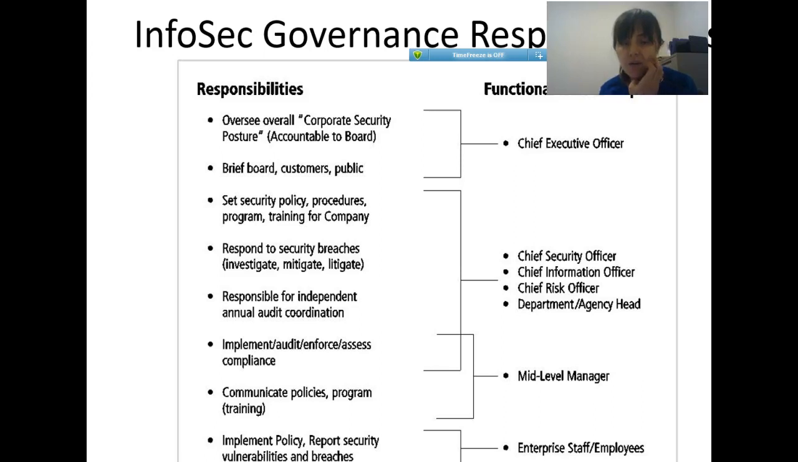This IDEAL framework defines the responsibilities of the board of directors, the chief information officer, the executive team members, and other managers. So as you can see in this diagram, there are various responsibilities and various functional roles that are associated with it.